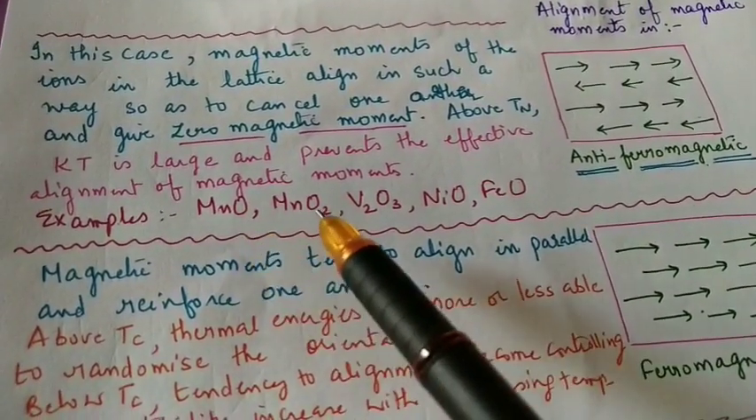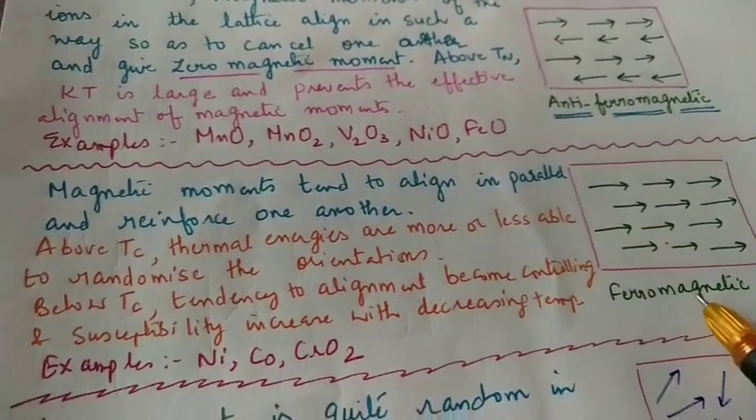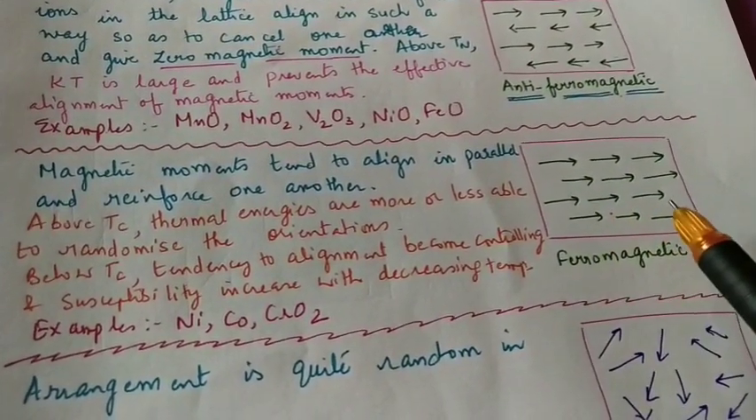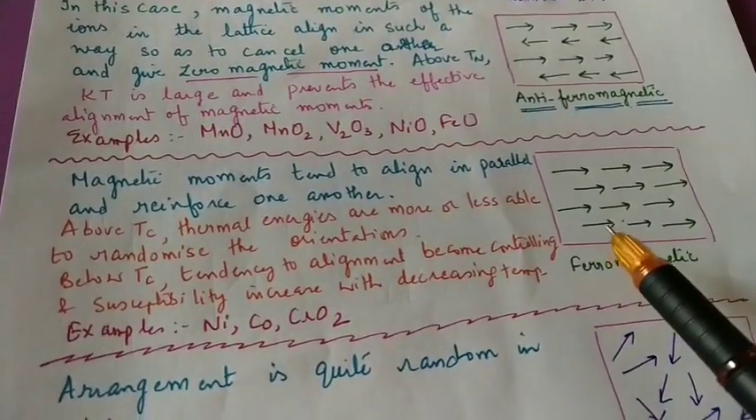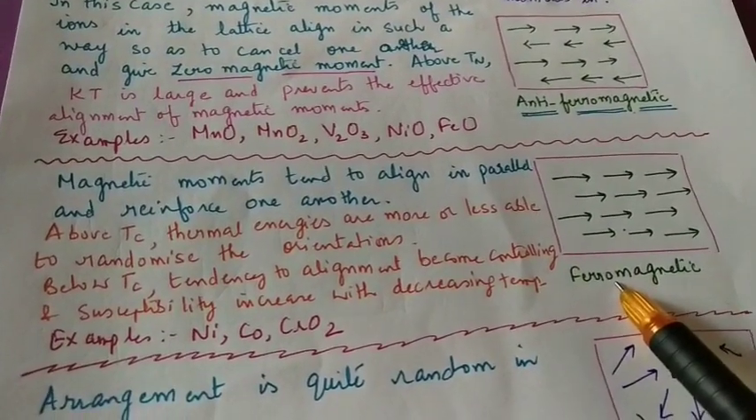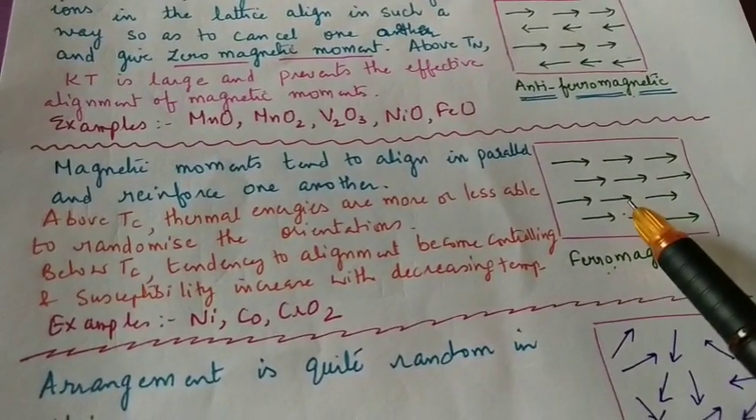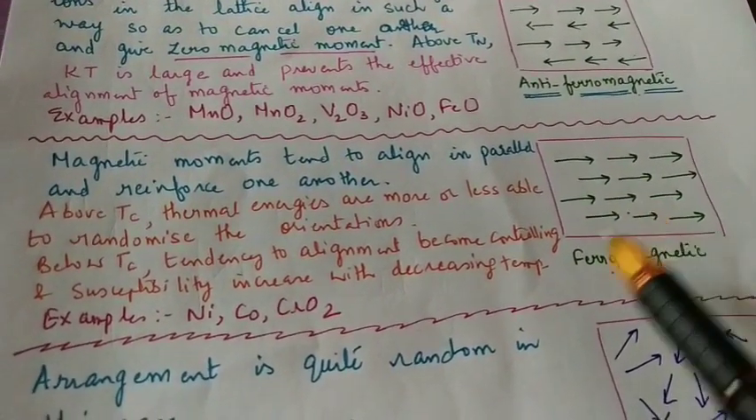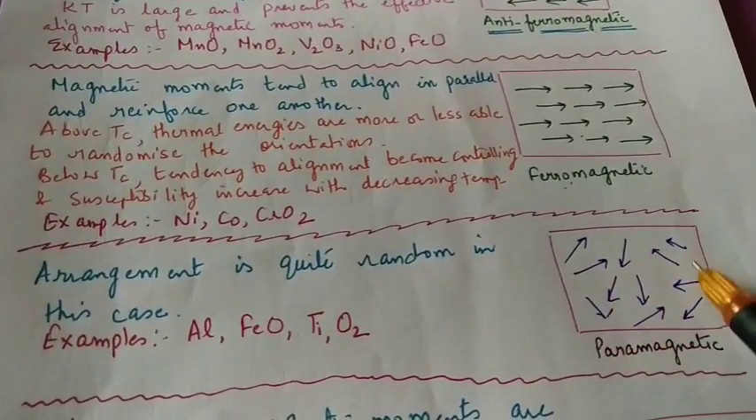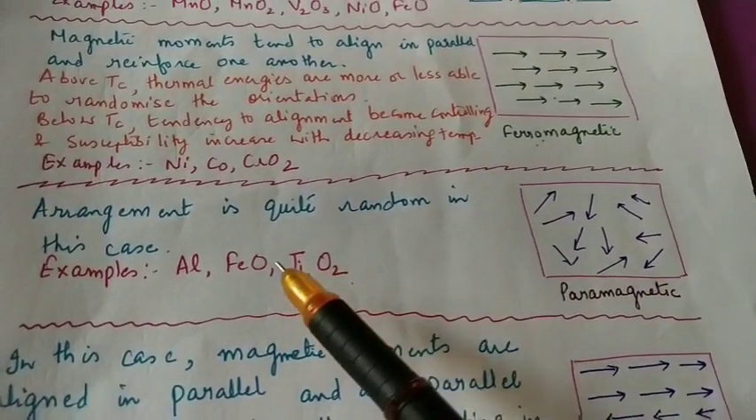Examples are given here: manganese oxide, manganese dioxide, nickel oxide, iron, vanadium. So magnetic moments in the case of ferromagnetic substances tend to align in parallel. So that means they are in the parallel direction, they reinforce each other, and above the temperature which is called the Curie temperature, thermal energies are more or less able to randomize the orientations. But below, the tendency to alignment becomes controlling. So that is why the susceptibility increases with decreasing temperature. Examples are given here. In the case of paramagnetism, the arrangement is random, and examples are aluminium, oxygen, we have studied titanium, iron oxide.